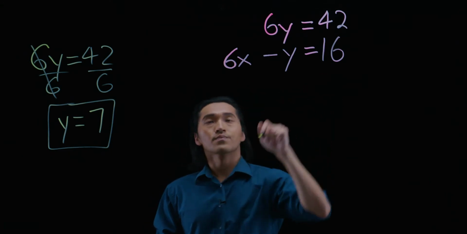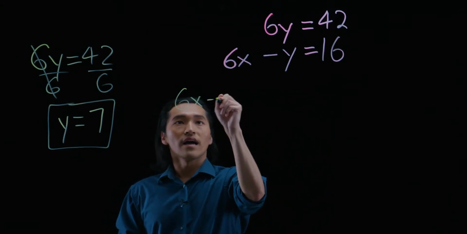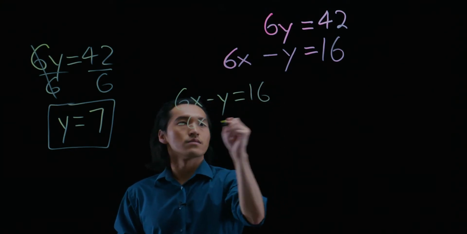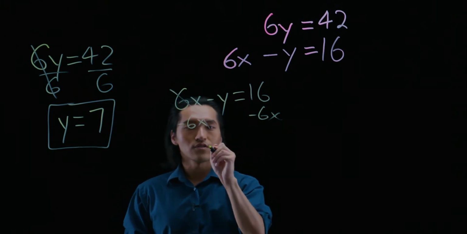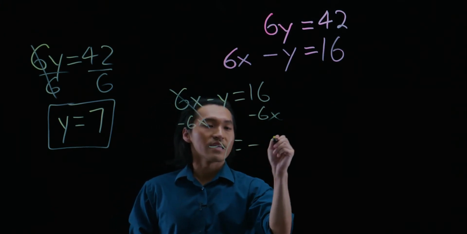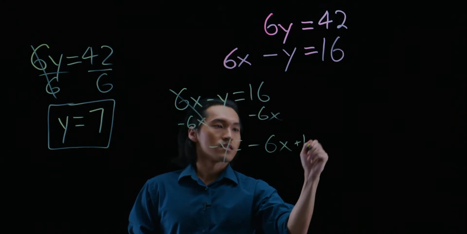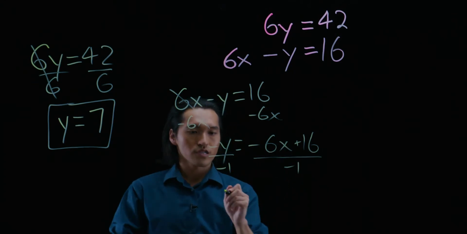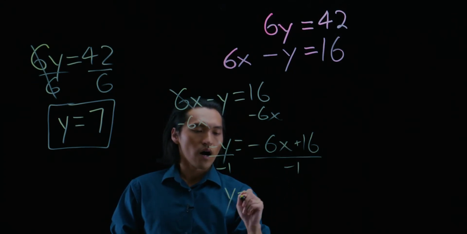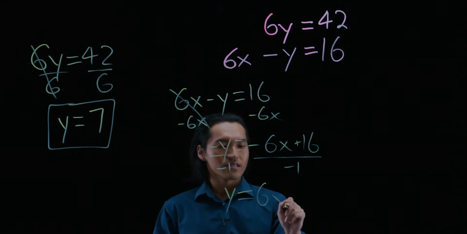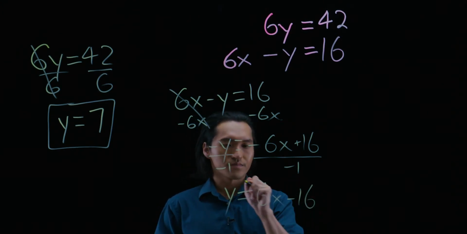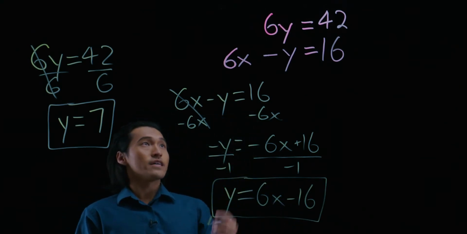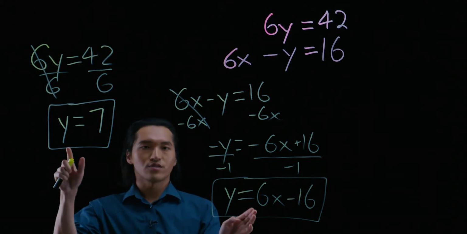And then for the second one, we isolate y in a similar fashion. First, we want to subtract the 6x on both sides. This cancels this out, so then what we're left with is negative y equals negative 6x plus 16. Then we just divide both sides by a negative number to flip all the signs. So now we're left with y equals positive 6x minus 16. By doing this, we've now successfully converted these two equations into slope-intercept form.